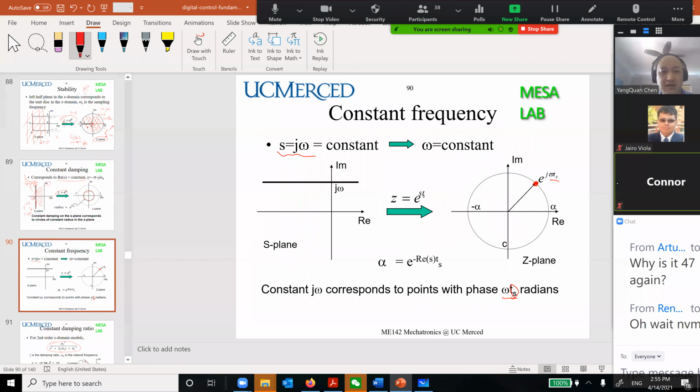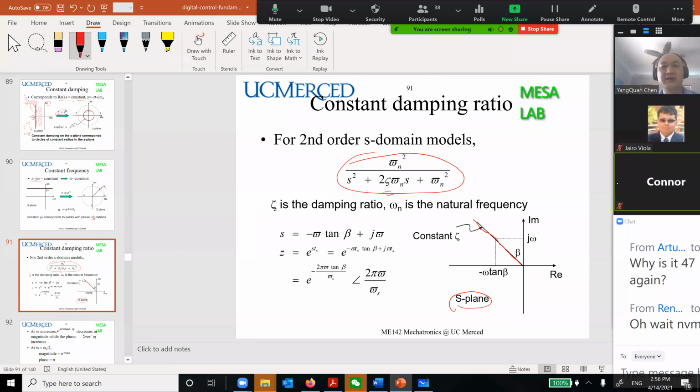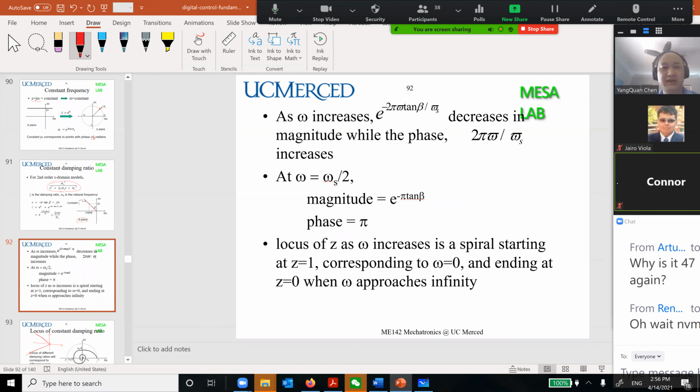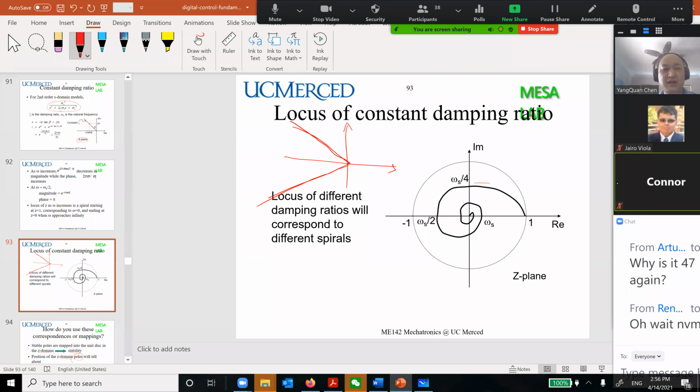And the same thing is true if you have an S-plane with a straight line in here. This corresponds to a constant omega, for any of the omega. That is omega T radians of that circle. Same thing, we can study the second order S domain model and map this into the Z domain. I'm going to go quickly because this is a pretty standard mapping.